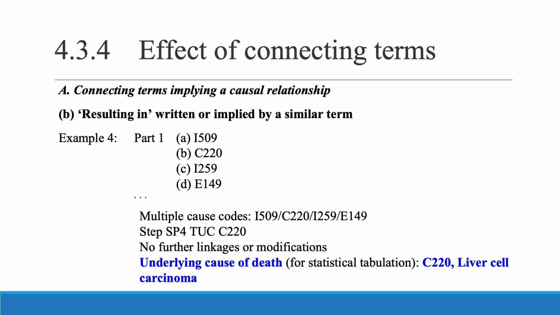we rearrange the codes so as to reflect the opinion of the certifier when he used a connecting term implying a causal relationship between the two conditions entered on line A. I think you can imagine if you didn't rearrange the codes, we would not come up with the accurate underlying cause of death for this certificate.